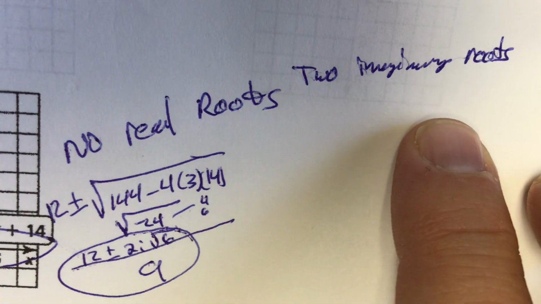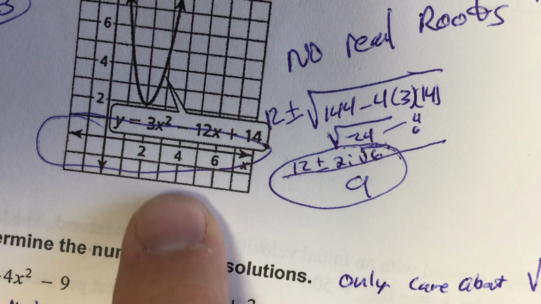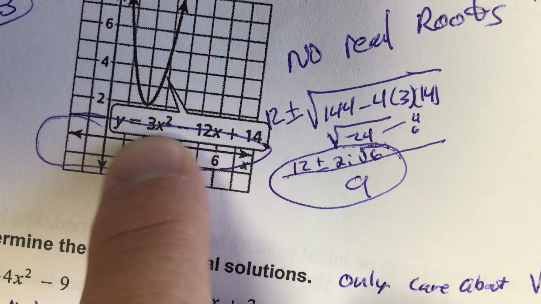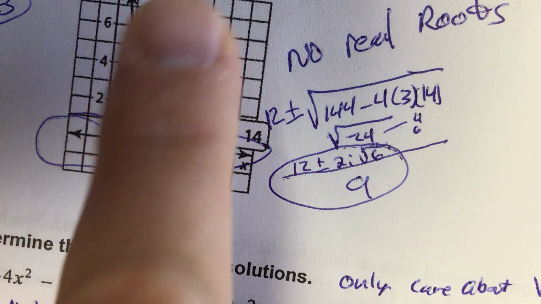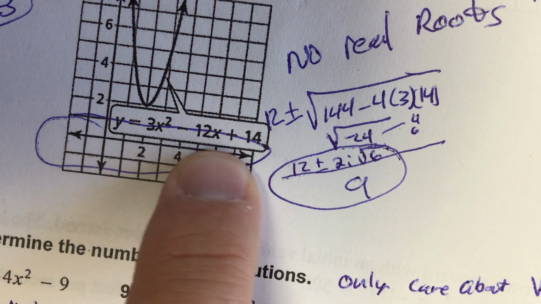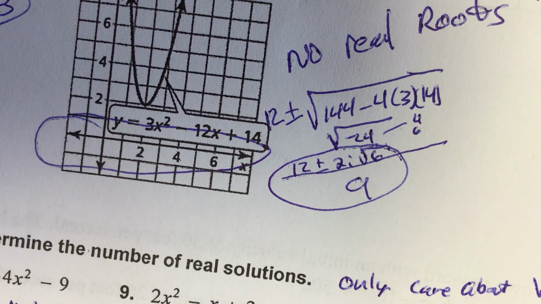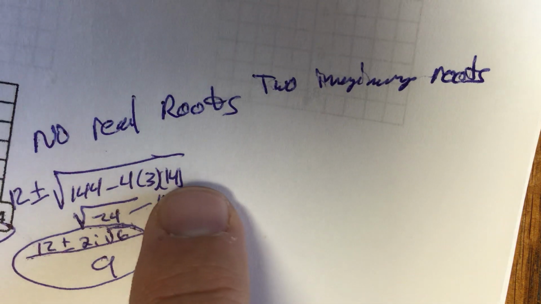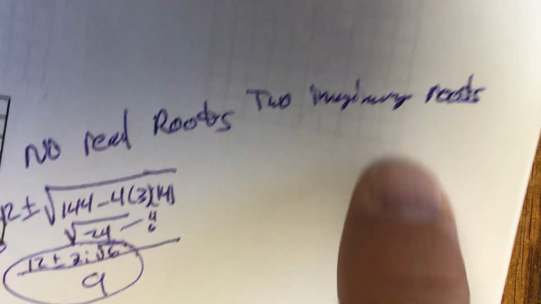There are 2 imaginary roots. And the way we know that is the entire graph lies above the x-axis. So here's the x-axis down here, and this graph lies entirely above it. So we can put, hey, we have no real roots, 2 imaginary roots.